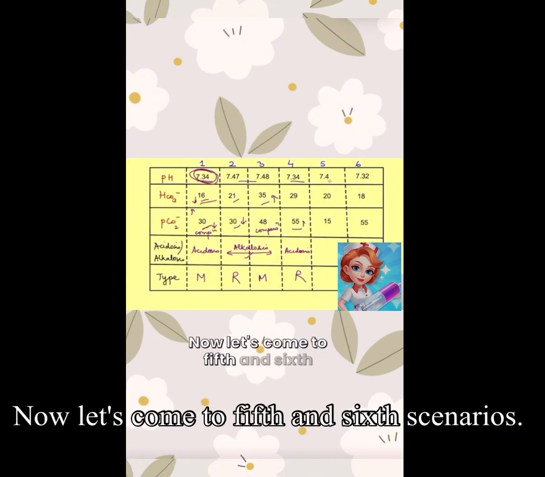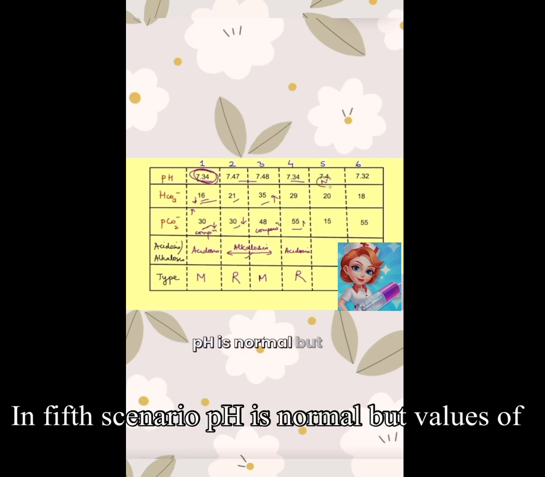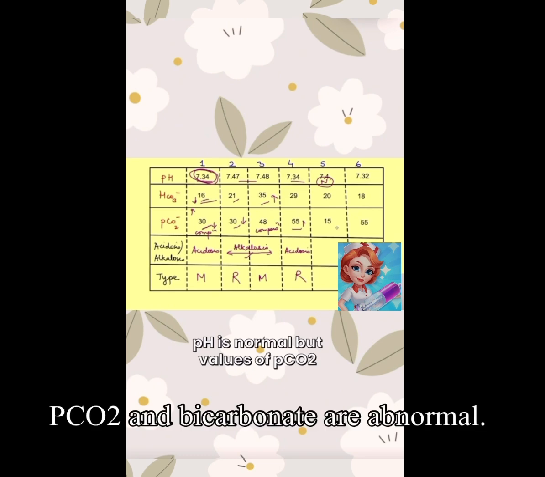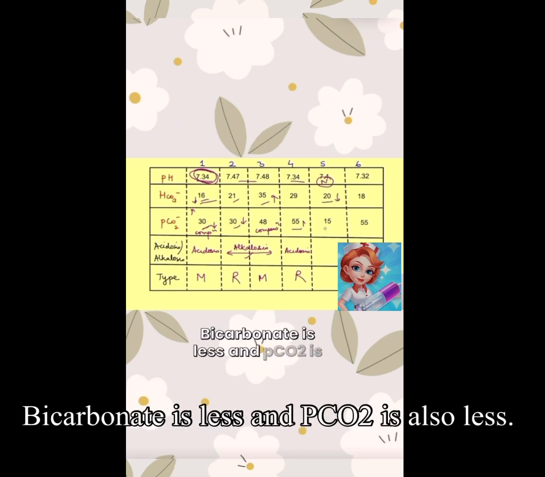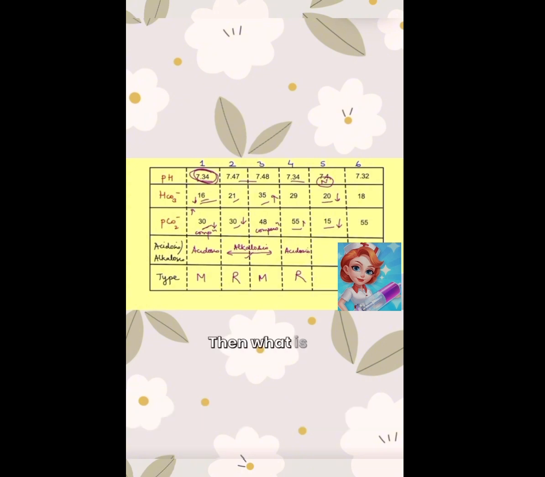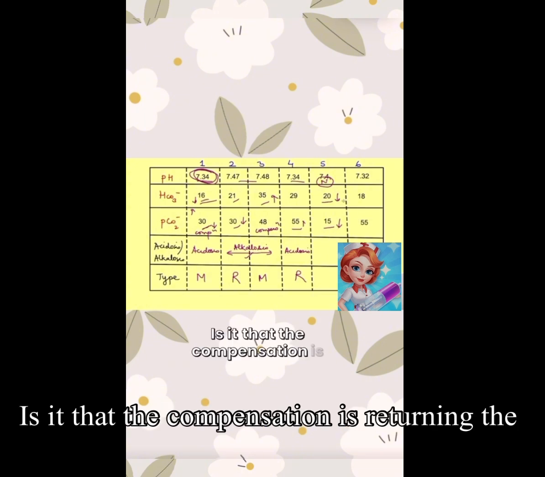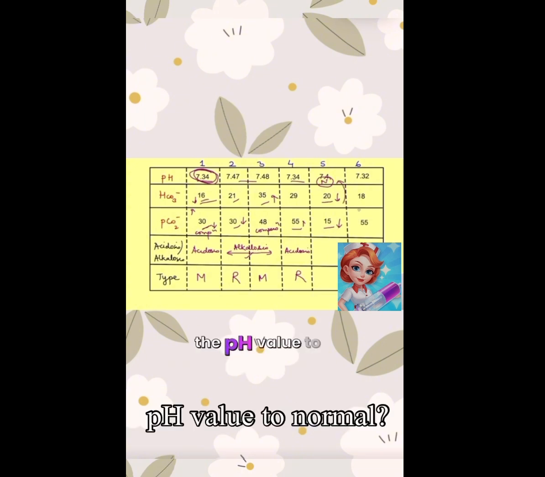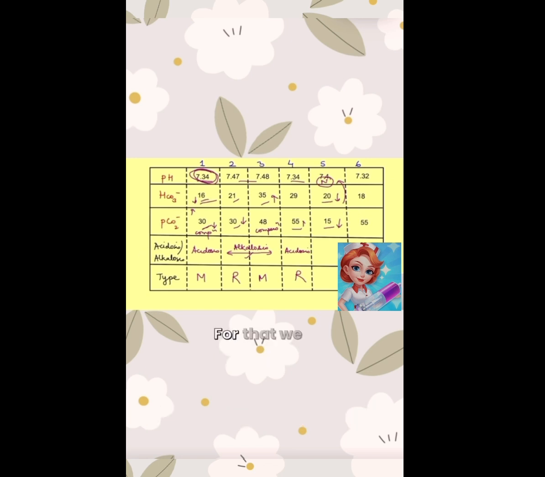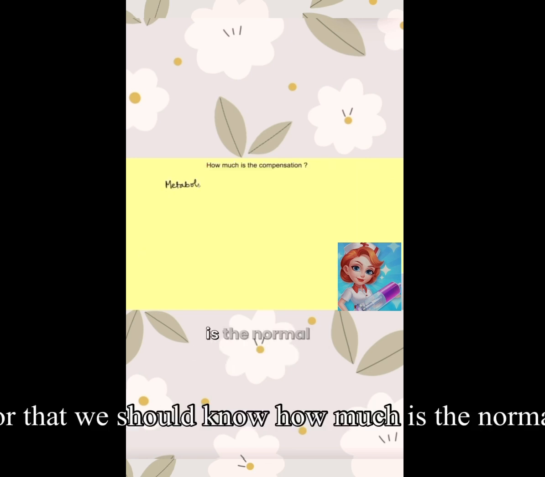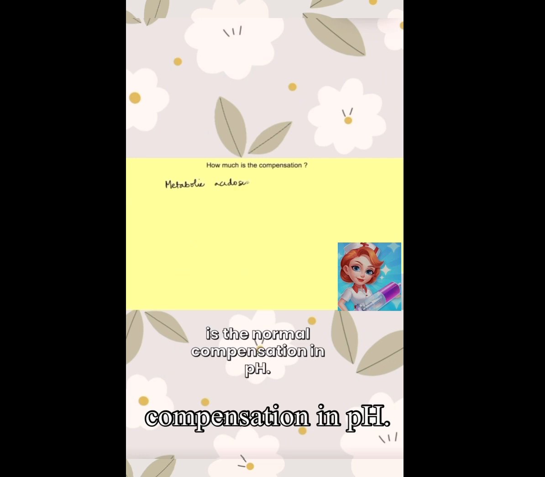Now let's come to the fifth and sixth scenarios. In the fifth scenario, pH is normal, but values of PCO2 and bicarbonate are abnormal. Bicarbonate is less and PCO2 is also less. Then what is this? Is it that the compensation is returning the pH value to normal? For that, we should know how much is the normal compensation in pH.